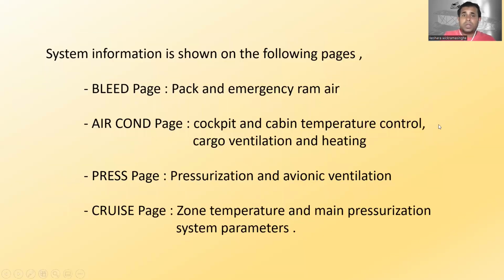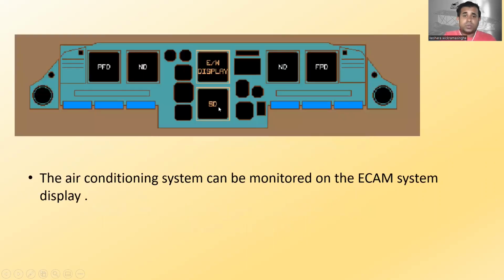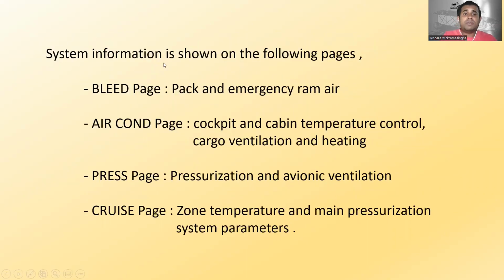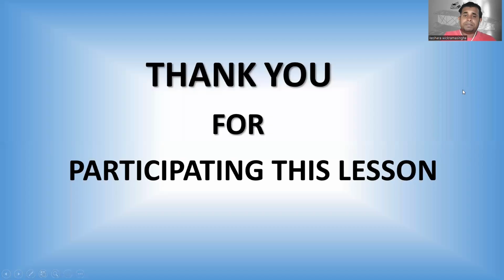All right. So the system information is shown on the following pages. It means when you go to the system display, we can see some pages, right? The bleed page, where in the bleed page we can see the pack and emergency RAM information; the air conditioning page, with the cockpit and cabin temperature control, cargo ventilation and heating; the pressure page, with pressurization and avionic ventilation; and the cruise page, with zone temperature and main pressurization system parameters. All right. So that is the end of the first lesson of air conditioning.